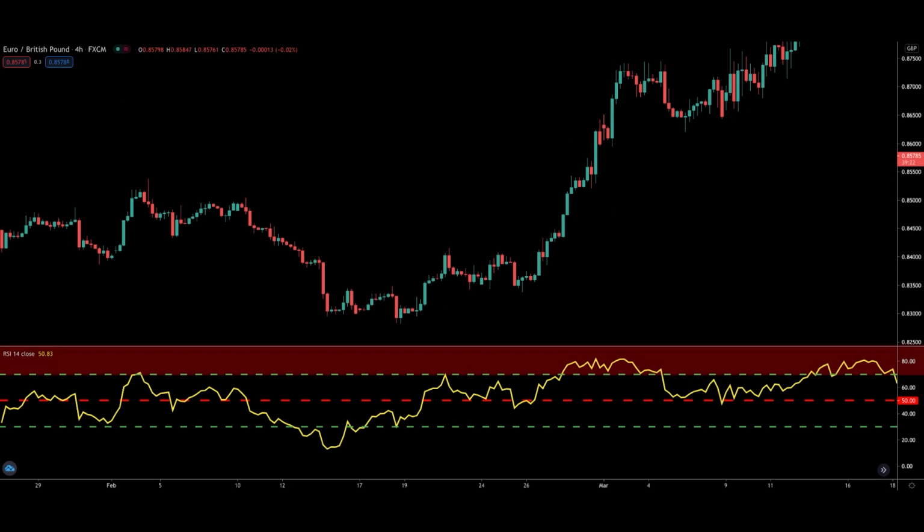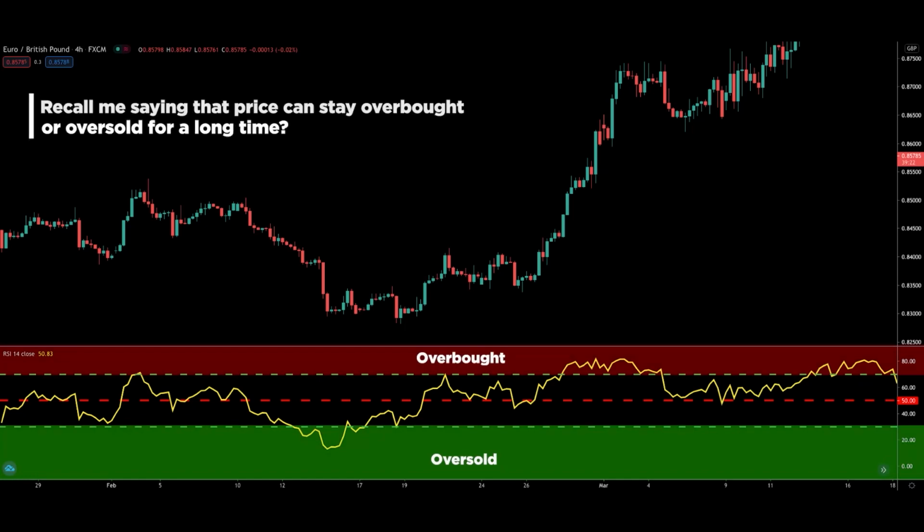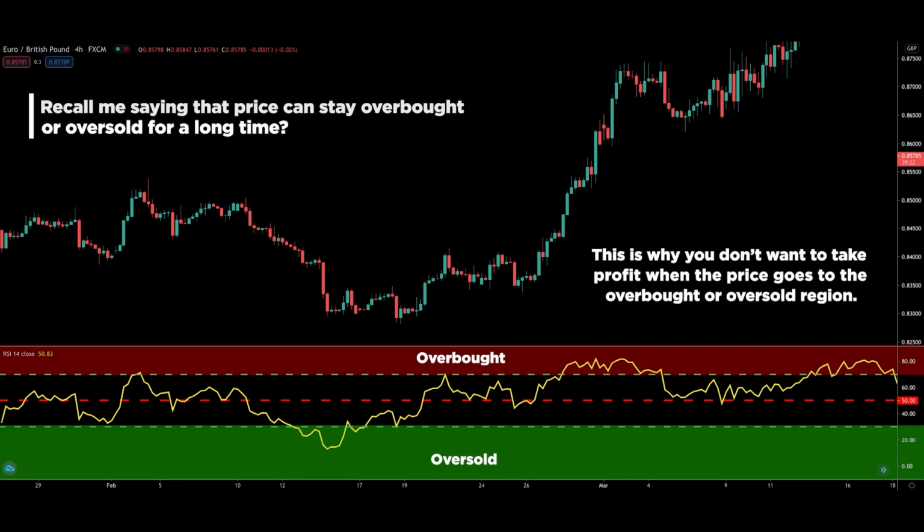Recall that the region above 70 represents overbought and the region below 30 represents oversold. Well, do you also recall me saying that price can stay overbought or oversold for a long time? And hence, you should never attempt to trade solely based on an overbought or oversold condition. Now, this is why you don't want to take profit when the price goes to the overbought or oversold region. If you do that, you might be leaving a lot of money on the table because, as I said, the price can continue to stay in the overbought or oversold region for a long time.